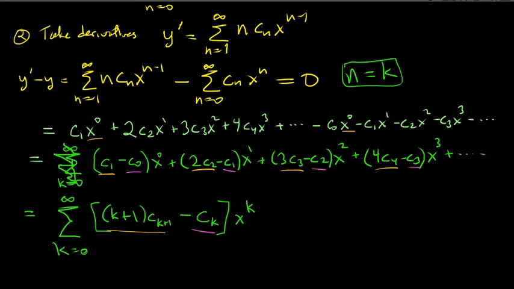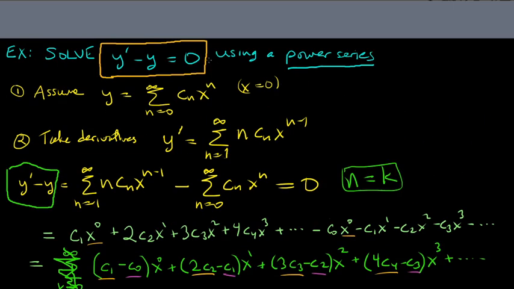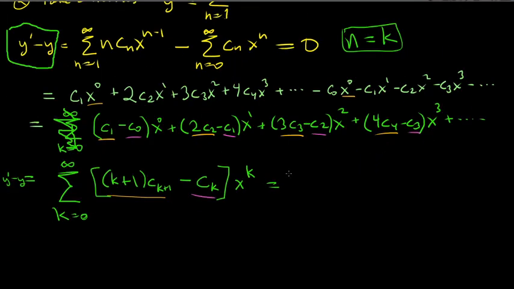Okay, now what? Well, remember, this is just another name for y prime minus y. So this is all just y prime minus y, which from the original differential equation equals 0. So this has to equal 0.